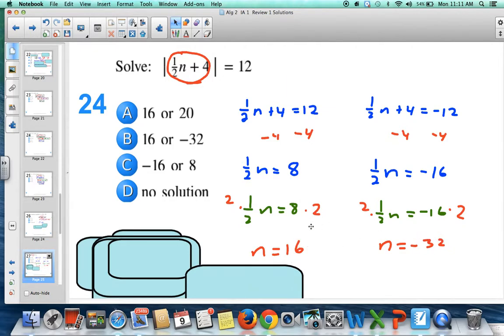Now with absolute values, we really need to go and check them all the time. I'll do it quickly, but you should make sure you can do that. 1 half of 16 is 8, so 8 plus 4 is 12. Absolute value of 12 is 12, so this one works. And we put negative 32. Half of negative 32 is negative 16. Negative 16 plus 4 is negative 12, but the absolute value becomes positive. So we do have two answers.